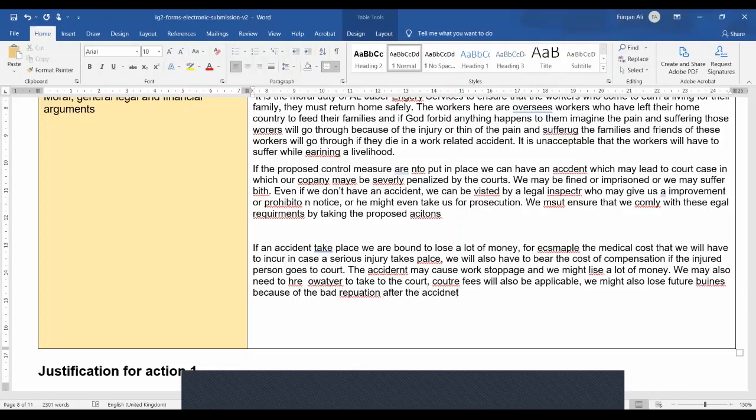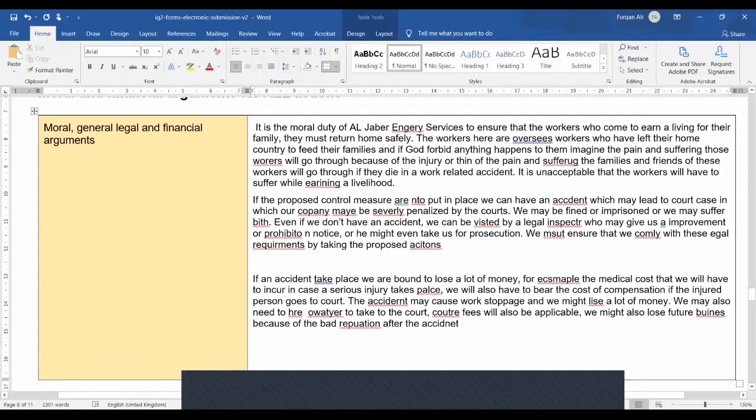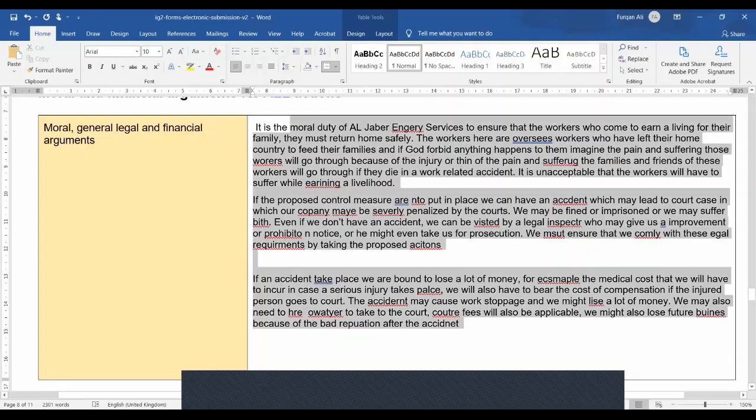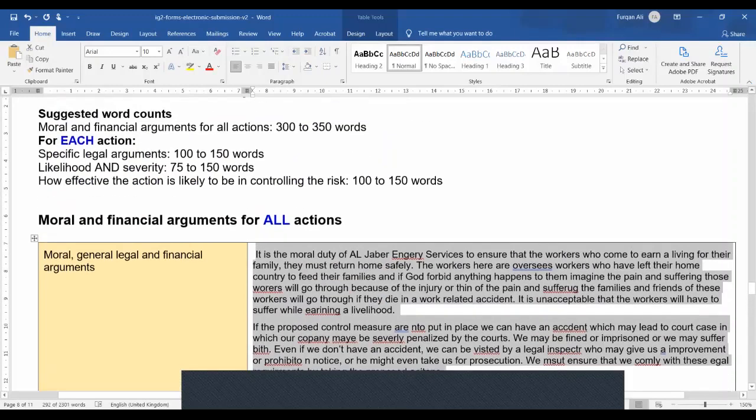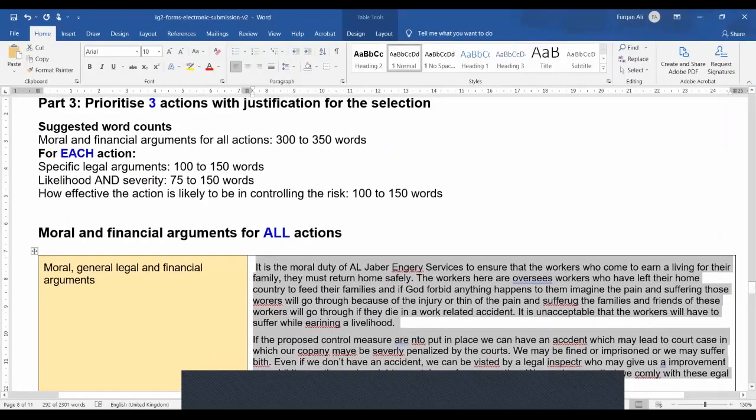So just mention the financial arguments. Okay, so here you need to just mention general arguments. You don't need to give reference to the actions here. So how many words do we need to complete here? It is written at the top. We need to complete around 300 to 350 words.